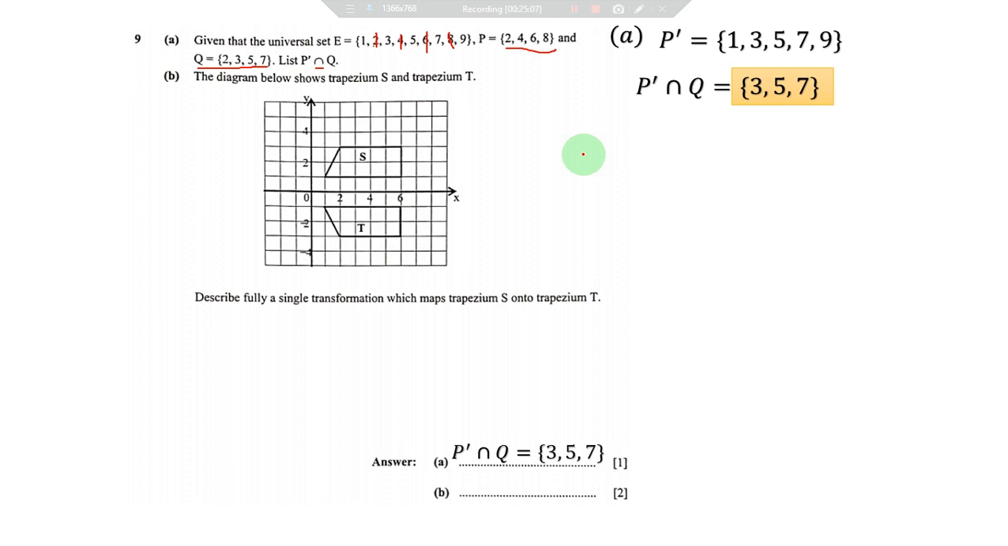Okay, we go to the next question B. The diagram below shows trapezium S and trapezium T. Describe fully a single transformation which maps trapezium S onto trapezium T. This is transformation. Under transformation in paper 1, we have three that come in paper 1. That is translation, reflection, and rotation.